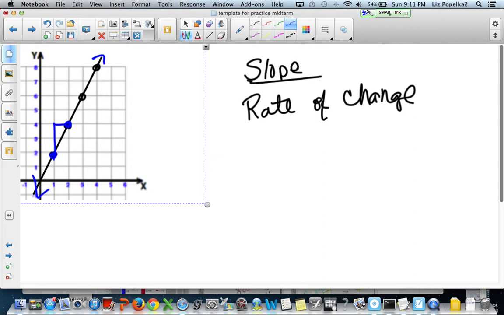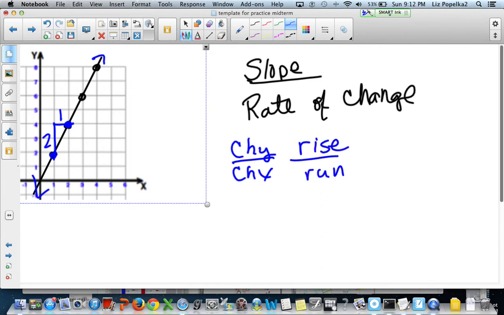Then I like to draw a little imaginary triangle right there, and then I count. If I had to travel from this point to this point, how much should I have to go up? In this case, I went from a 2 up to a 4, so I went up by 2. I had to go over from 1 to 2, so that's a 1. My rate of change is your change in y over your change in x. One way to remember that is rise over run. Your up and down change comes first. Your left to right change goes second.